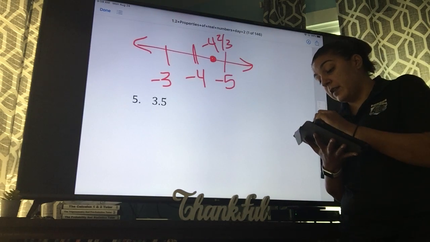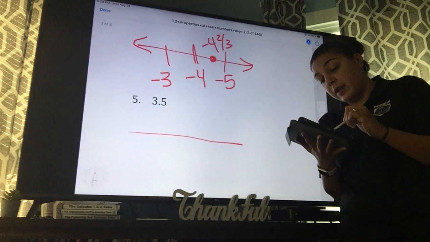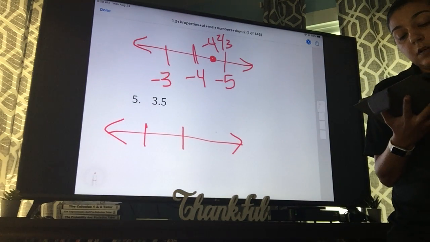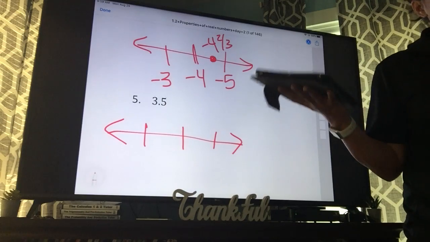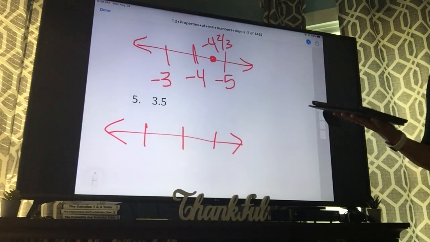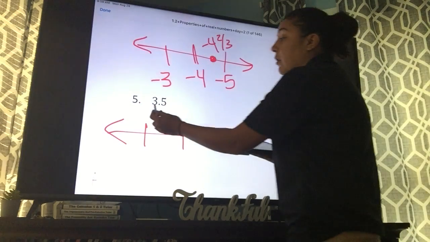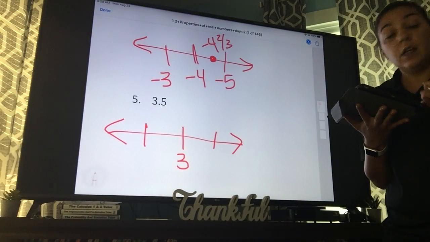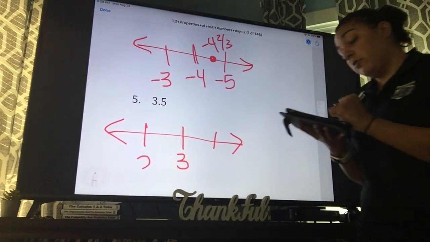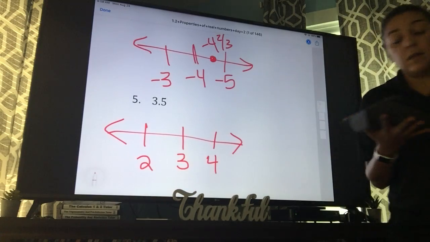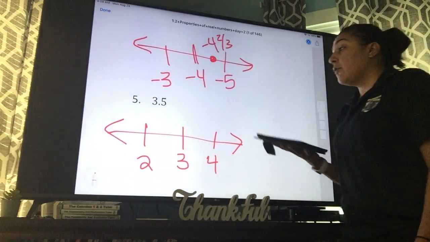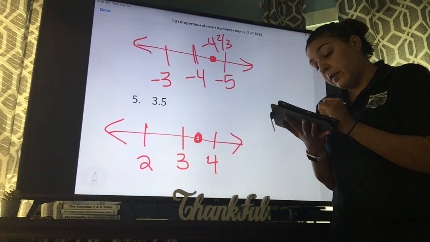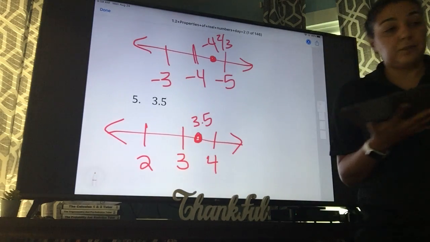Okay, the next one says 3.5. So draw your number line. And we need 3 tick marks. What's going to be your center point number? Okay, think about what your center point number should be. We use the nearest whole number, so it's going to be 3. And we go 1 up, 1 down. So 2 and 4. And it's 3.5, so it's going to go between the 3 and the 4. 3.5.